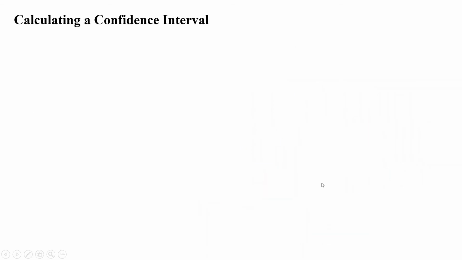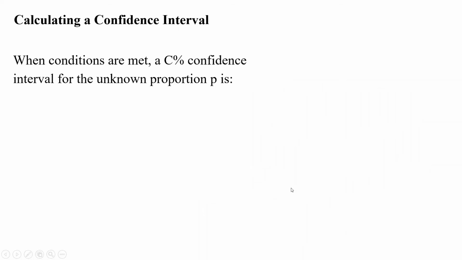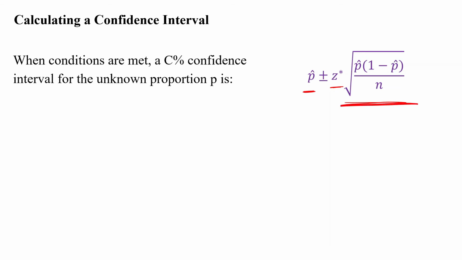And we've come up with all the components of our confidence interval. Now it's time to put them all together. So when all three of those conditions we just talked about are met, a C% confidence interval to try to capture the unknown population proportion p is p-hat plus or minus z star times that standard error. We have our point estimate plus or minus our critical value times the standard error of p-hat.